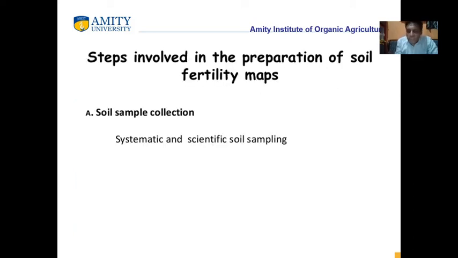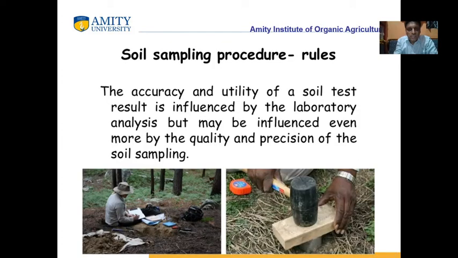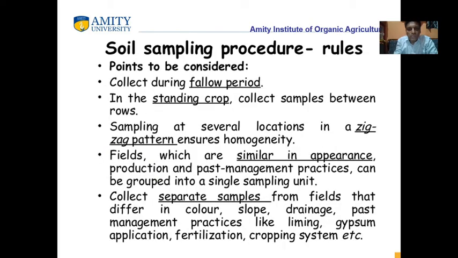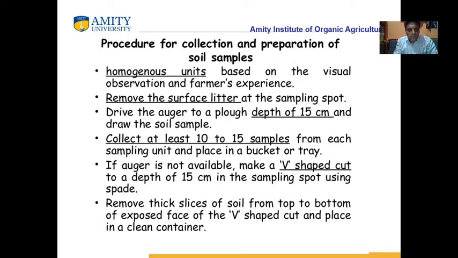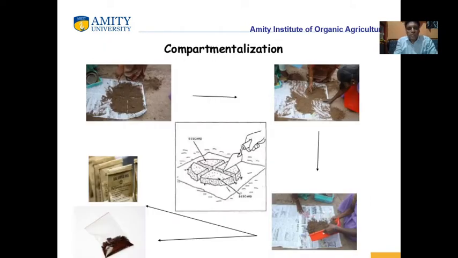So we study fertility maps in 3 steps. One is soil sample collection. Already know the precautions, when to collect the soil sample from fallow land in a zigzag pattern according to fertility level, according to changes, color, shape, according to different locations, according to level of fertility. So these precautions are taken in soil sampling.